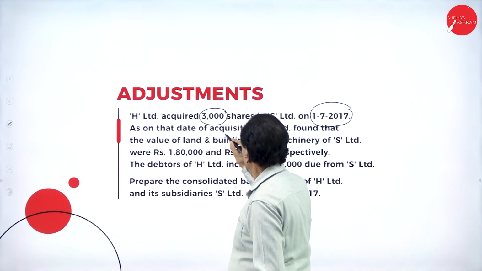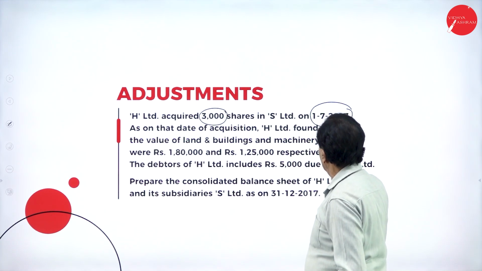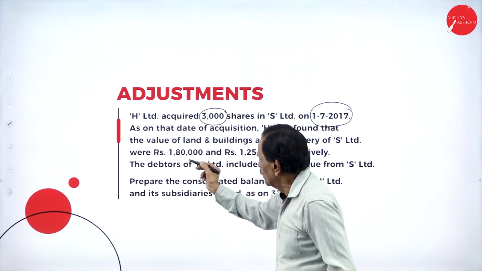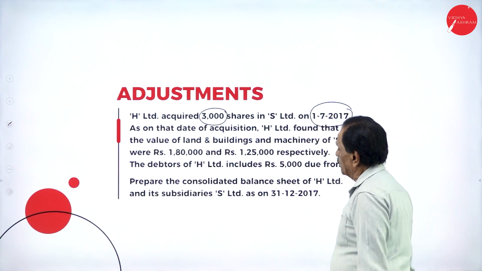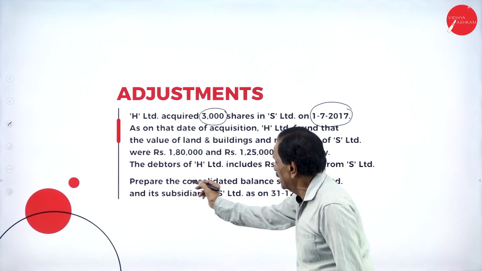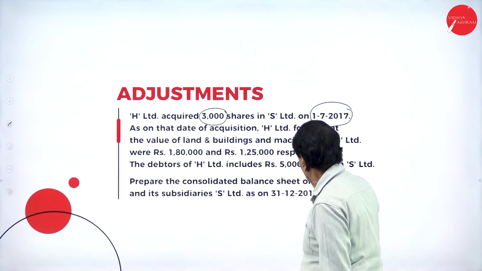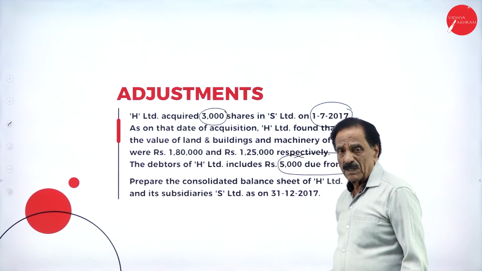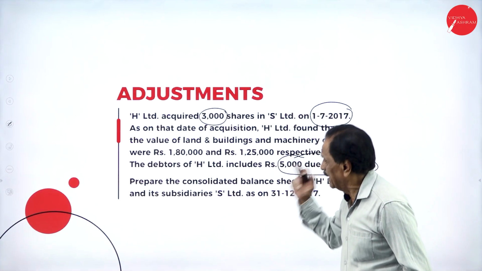As on the date of acquisition, H Limited found that the value of land and building and machinery of S Limited were 1,80,000 and 1,25,000 respectively. The debtors of H Limited include 5,000. This 5,000 is due from S Limited. Deduct from debtor, deduct from creditor.